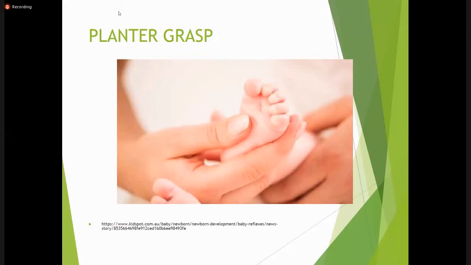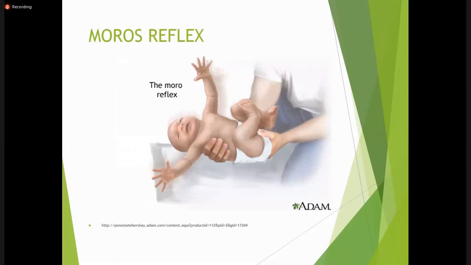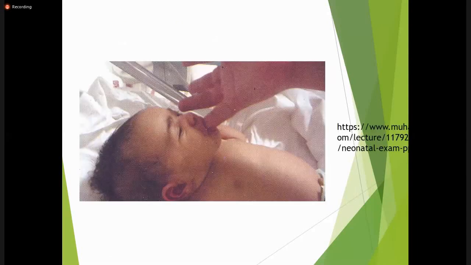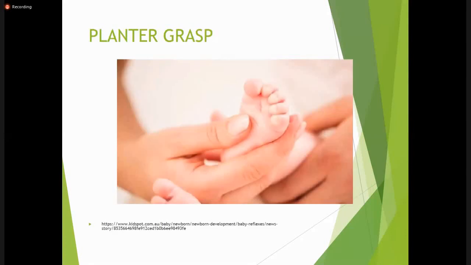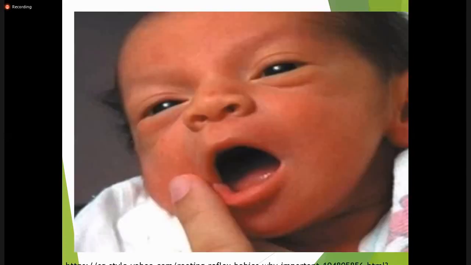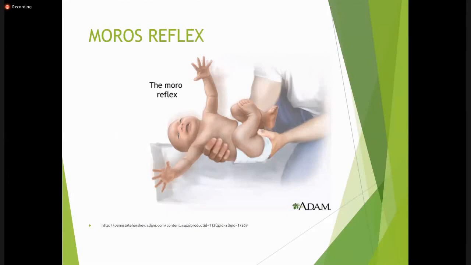And all these reflexes should be present at birth. If the baby is preterm, then the reflexes may be delayed, like plantar grasp, palmar grasp, sucking and rooting reflex. They usually come after 36 weeks of gestation. So if the newborn is delivered prematurely, then these reflexes are usually absent.